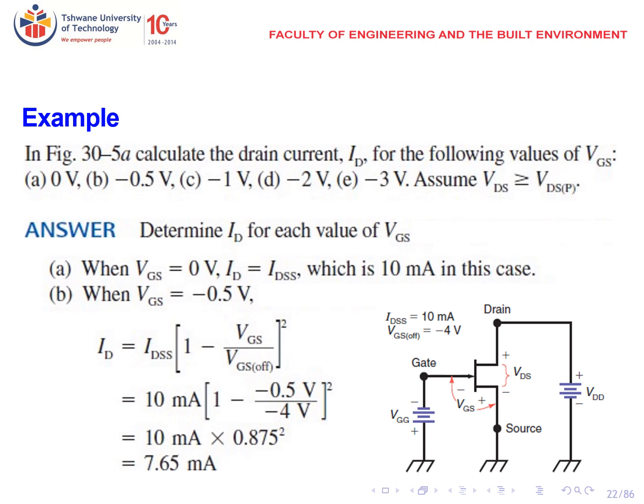So when VGS equals 0, ID will be equal to IDSS, which is 10 milliamperes in this case. So we used the formula ID equals 10 milliamperes times open bracket 1 minus VGS over VGS off. So when VGS equals 0, it would be 1 minus 0, so that is 1 times IDSS. That's why we got the 10 milliamperes. So when it's -0.5, it will be 10 milliamperes times open bracket 1 minus -0.5 divided by -4. So this gives us 7.65.